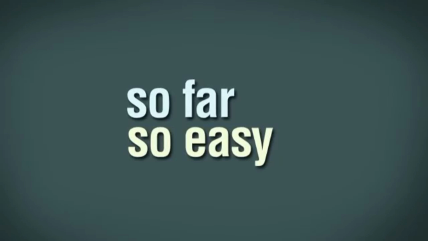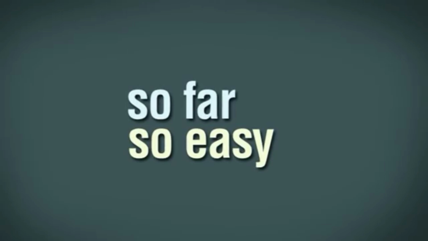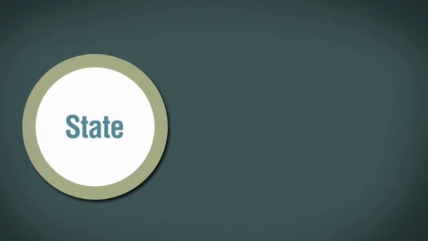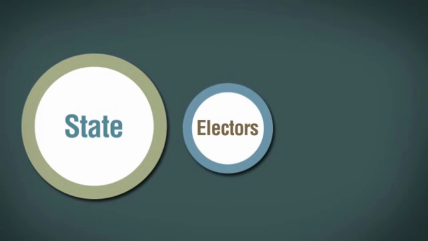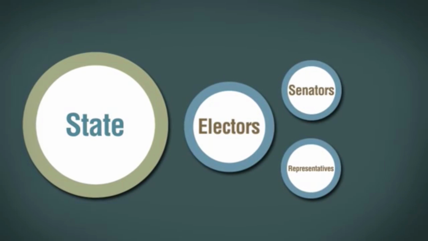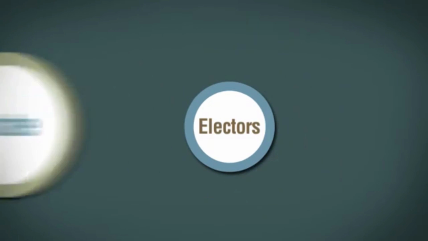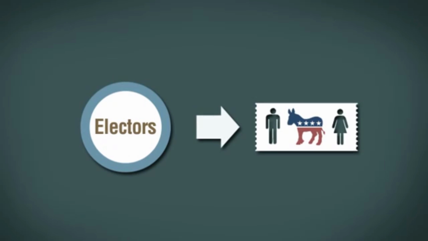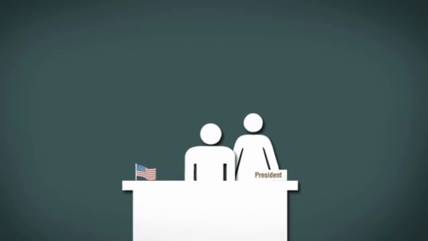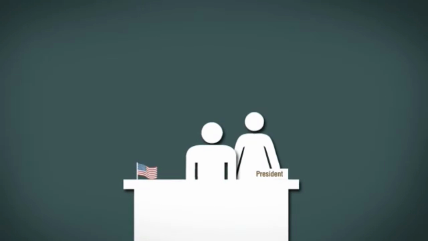So far, so easy. However, the public don't vote directly for their choice of president. Instead, a system called the Electoral College is used. Each state is allocated a number of electors that will make the final choice. A state has the same number of electors as it does senators and representatives. In most states, all the electors will vote for the presidential ticket which received the most support in the public vote. Finally, the presidential ticket with the most Electoral College votes becomes President and Vice President of the United States of America.